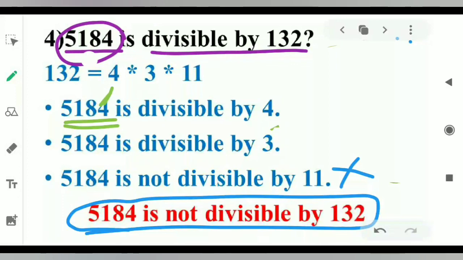Why? Because 132 is a combination of 4, 3 and 11, right? When the number does not satisfy the divisibility condition of 11, it is not going to satisfy the divisibility condition of 132. Hence, 5184 is not a multiple of 132.